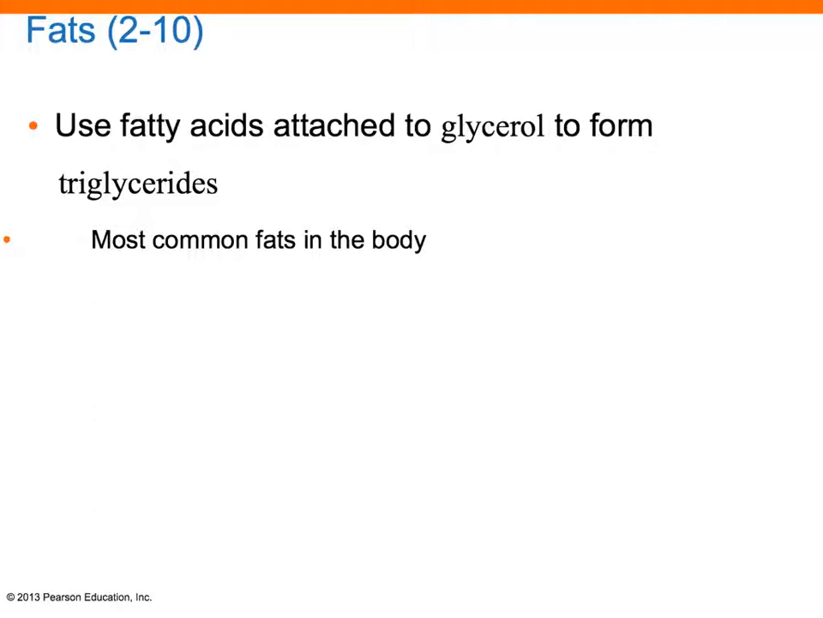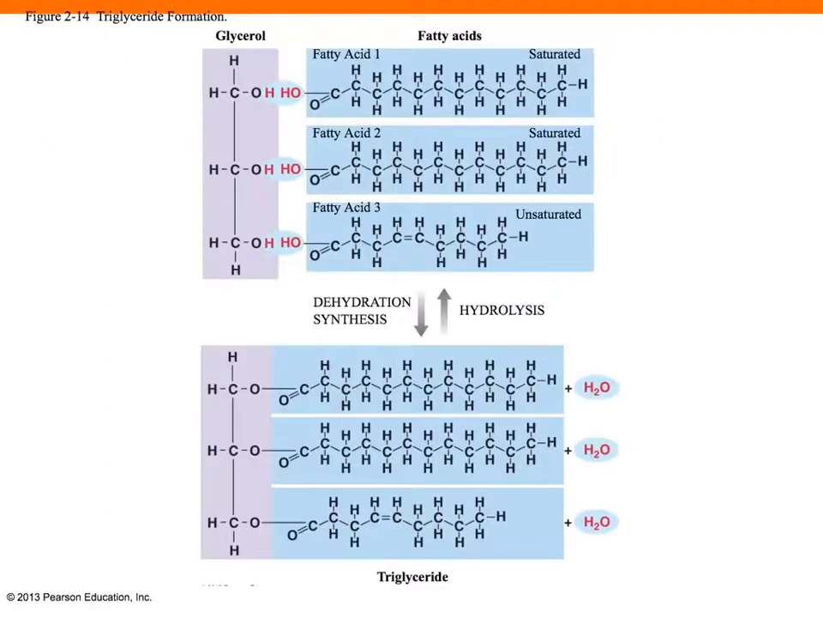We use fatty acids attached to glycerol to form triglycerides. That's the most common fat in the body. Here are some examples of triglycerides, and you can see how we use dehydration synthesis to build the triglyceride, or we use hydrolysis to break it down.